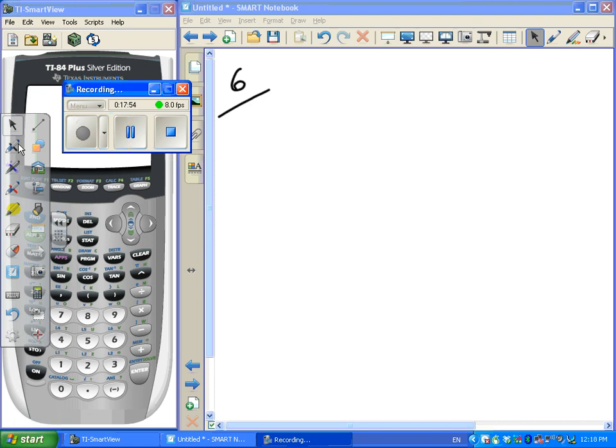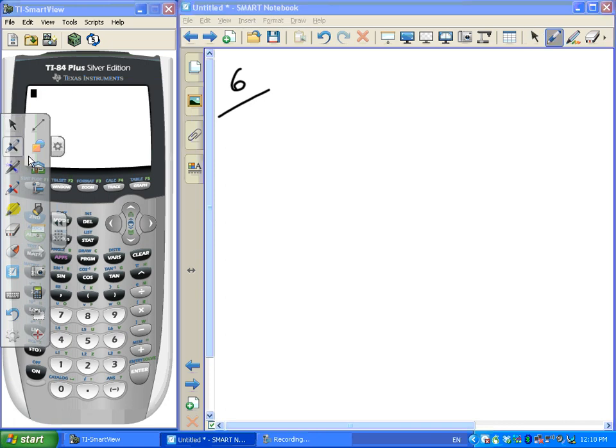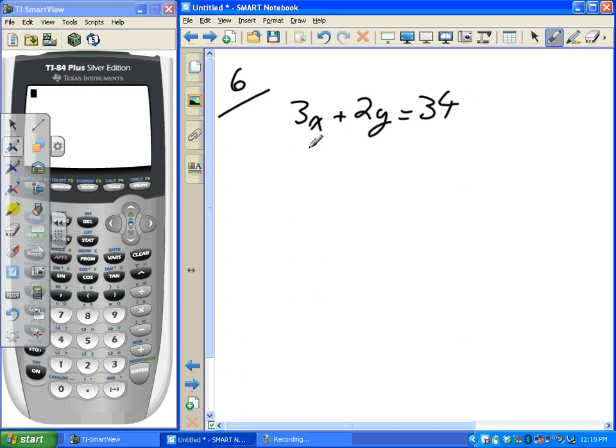Question 6. Solve the following system by elimination. Lucky for you guys, you've already done an elimination question. Okay, so once again, by elimination, I need my coefficients to be the same. And if you notice, my coefficients for the x and the coefficient for y, they're not factors of each other. So I'm actually going to have to multiply both equations in order to make them have the same coefficient.